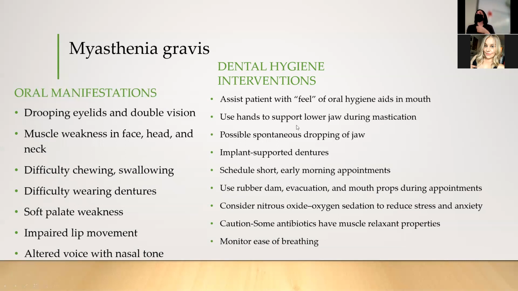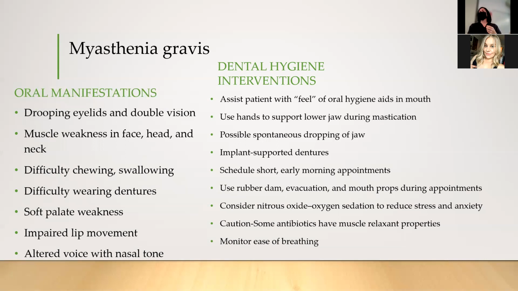So interventions assist the patient with the feel of oral hygiene aids. If they're having visual problems and they can't really see what they're doing, they might not feel as well what they're doing. They might have just less sensation overall. So if they can't see what they're doing, then you rely a little bit more on that feeling. But if they have lost some of that sensitivity in their oral cavity, then you just have to work with them, each one.